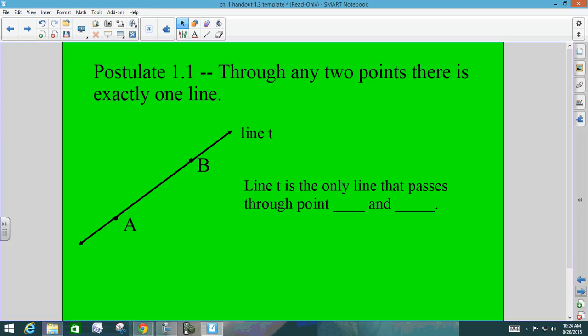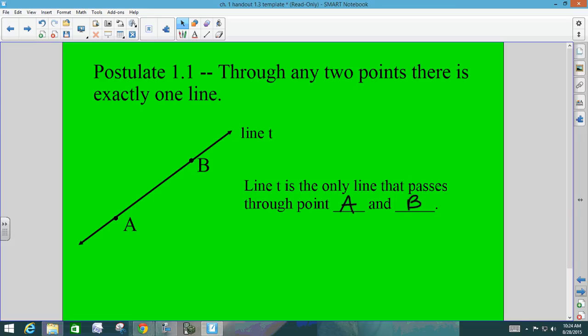Point Y and point W over there, 2 points, I can connect them with a line. If I had a piece of string, there'd only be 1 piece of string that would connect those straight. Okay? 2 points make 1 line. Your little fill in the blank here. Line T is the only line that passes through which 2 points? A and B. I cannot make line S go through the same 2 points. There's only one line through 2 points, excuse me.